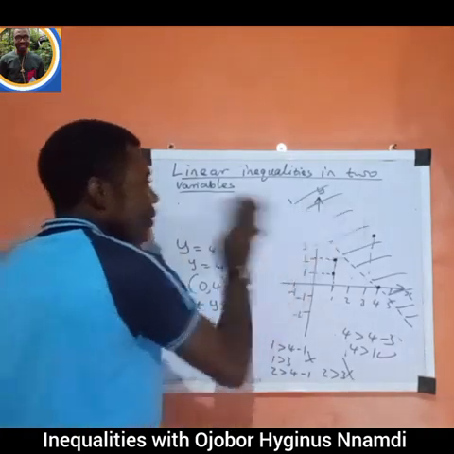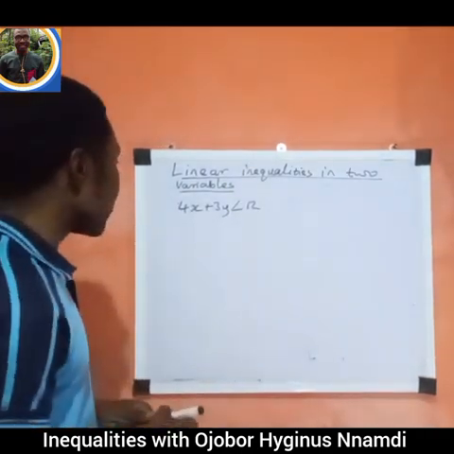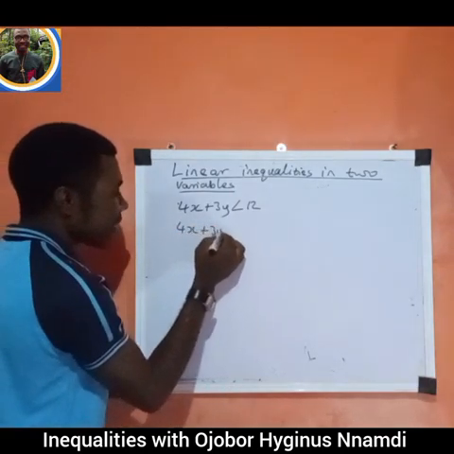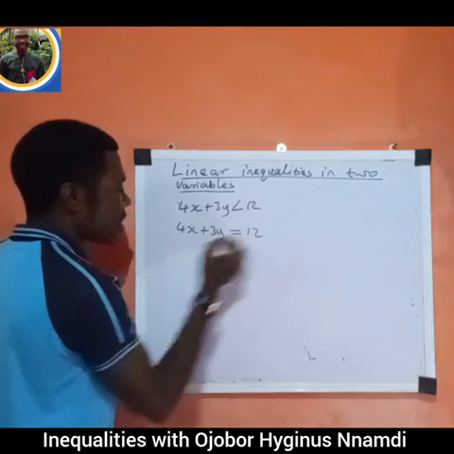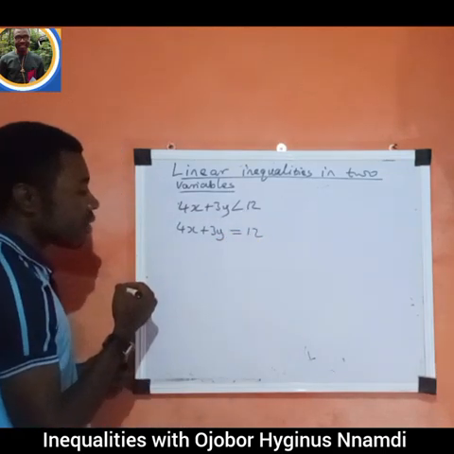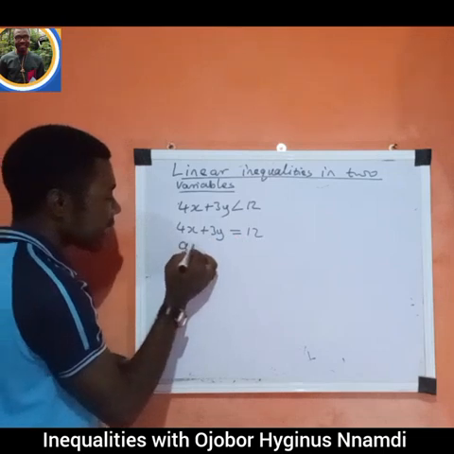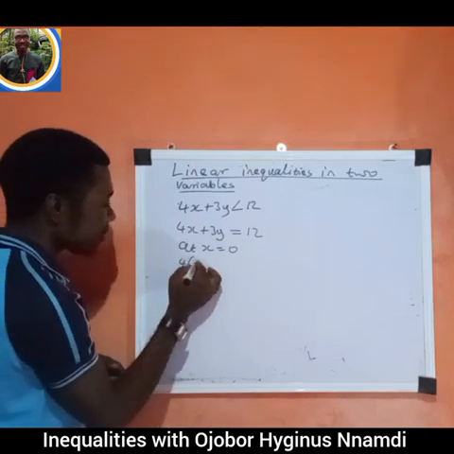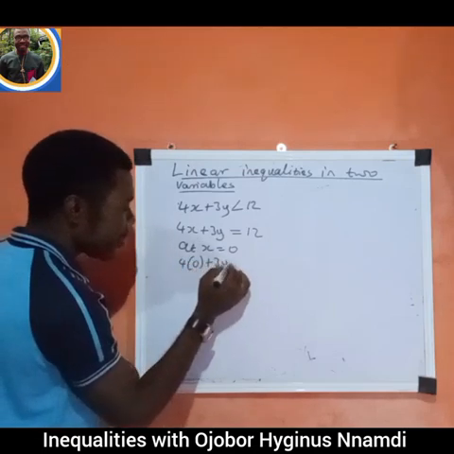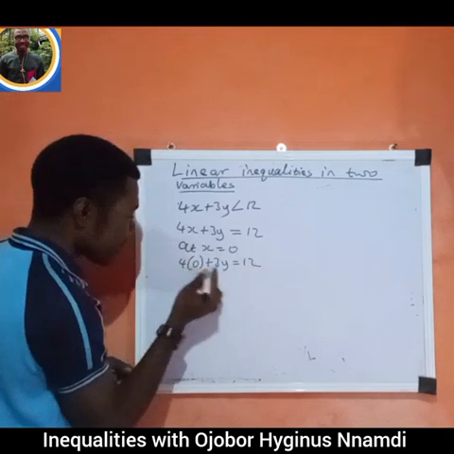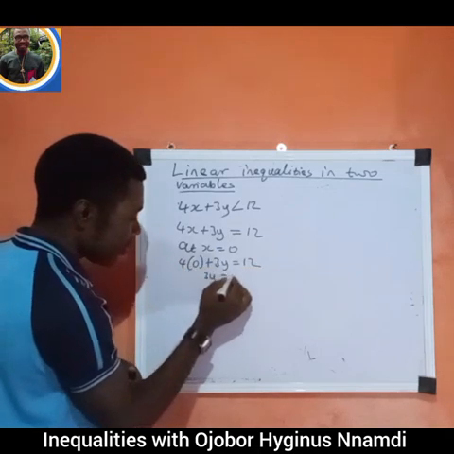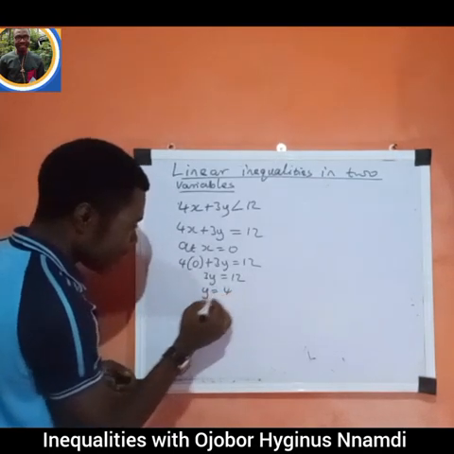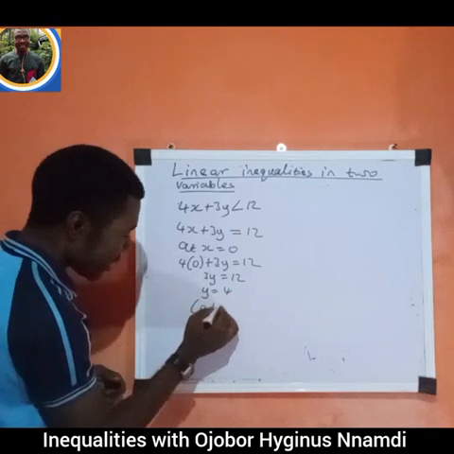We'll try one more. Okay, let us look at this one again. I said the first thing you do is to write it as if it was an equation: 4x plus 3y equals 12. Then you see at x equals 0, what will y be? You have 4 times 0 plus 3y equals 12. 4 times 0 is 0, then 3y is equal to 12. That means y is 12 over 3, which is 4. So at x equals 0, y is 4.